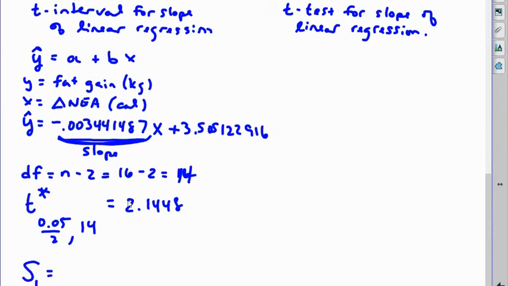So what if you were trying to get the standard error for your slope by hand? You would need to use the formula from the formula sheet: the standard deviation of the residuals divided by the standard deviation of x times the square root of n minus 1.